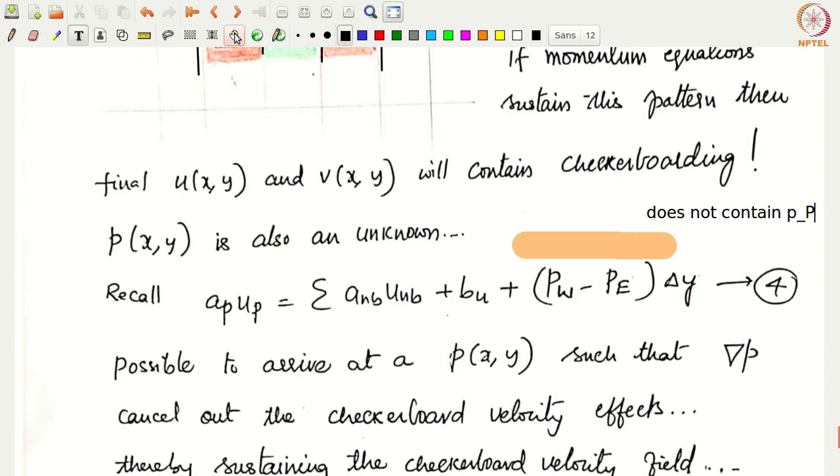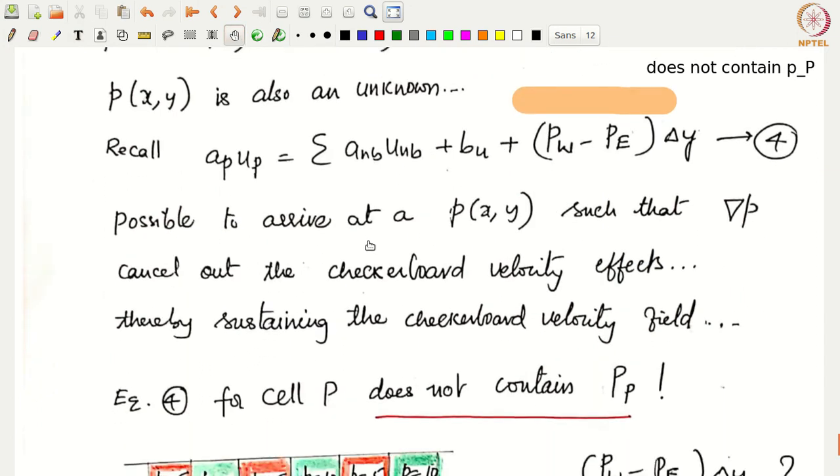Okay, so that means with such a pressure discretization, it is possible to arrive at a pressure field such that the gradient of P, that is this term, in the momentum equations might cancel out the effect that is coming because of the velocities itself, because of the u and v's. As a result, the velocity checkerboarding could be sustained by the momentum equation as well.